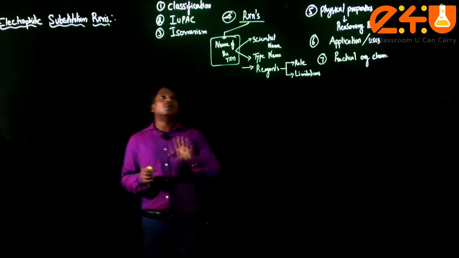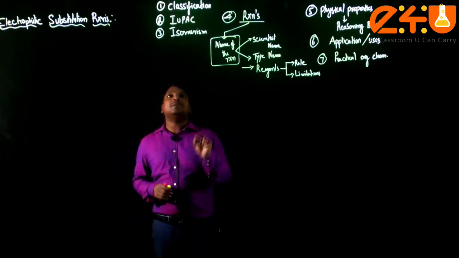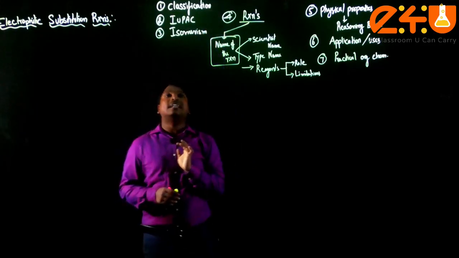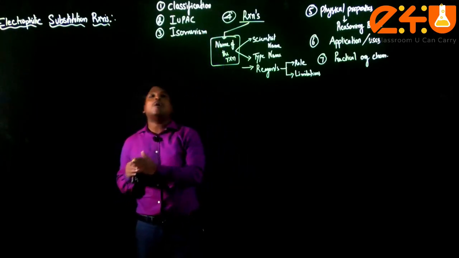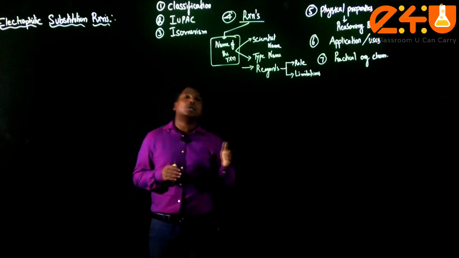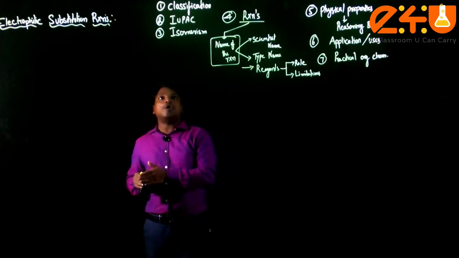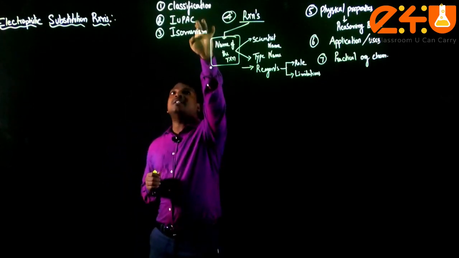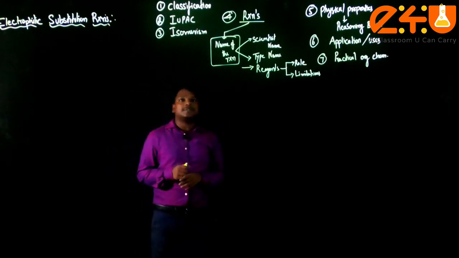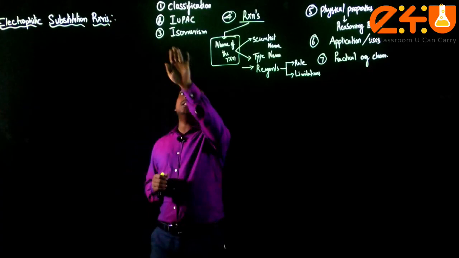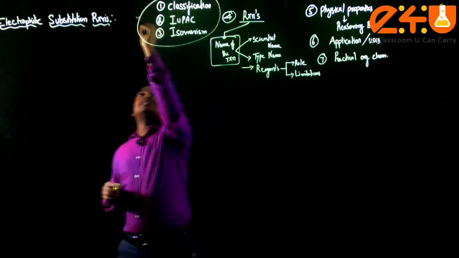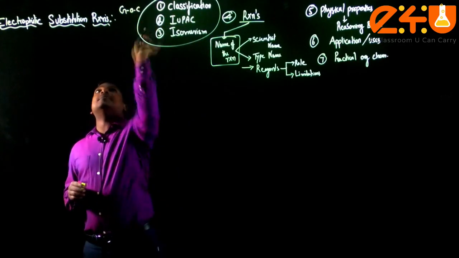Whenever you study organic chemistry, be more specific. First, learn all the classifications in organic chemistry, like what are aromatic compounds, anti-aromatic compounds, non-aromatic compounds, and aliphatic compounds, and how they are classified. Second, start learning all the IUPAC nomenclature concepts. And third, try to learn all the isomerism. These three things we call GOC, General Organic Chemistry.